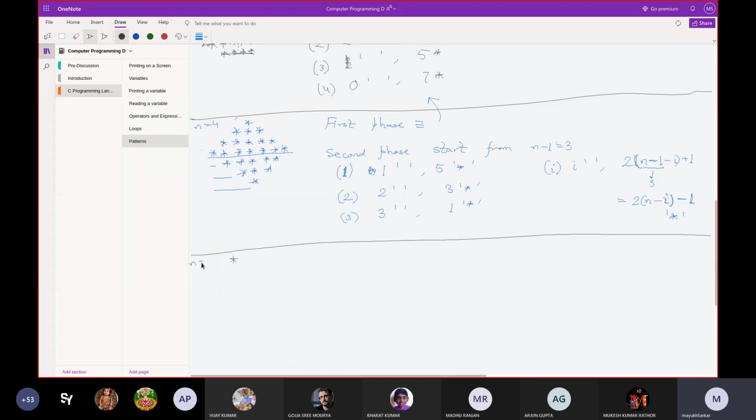N is equal to 4. Let me use 7 stars here, then 5 stars, then 3 stars, then 1 star, 4 rows.